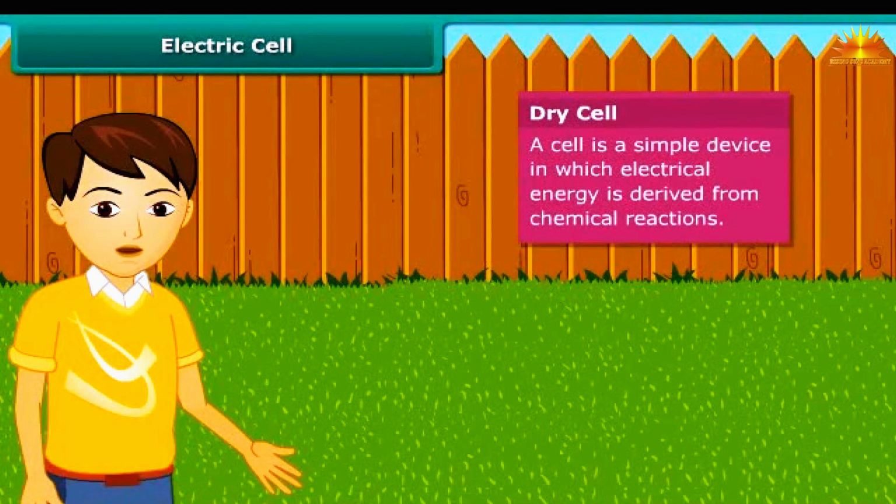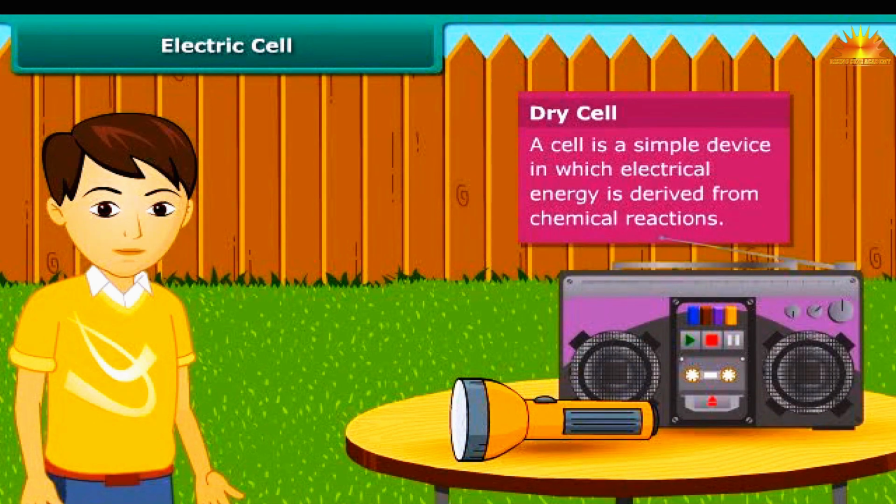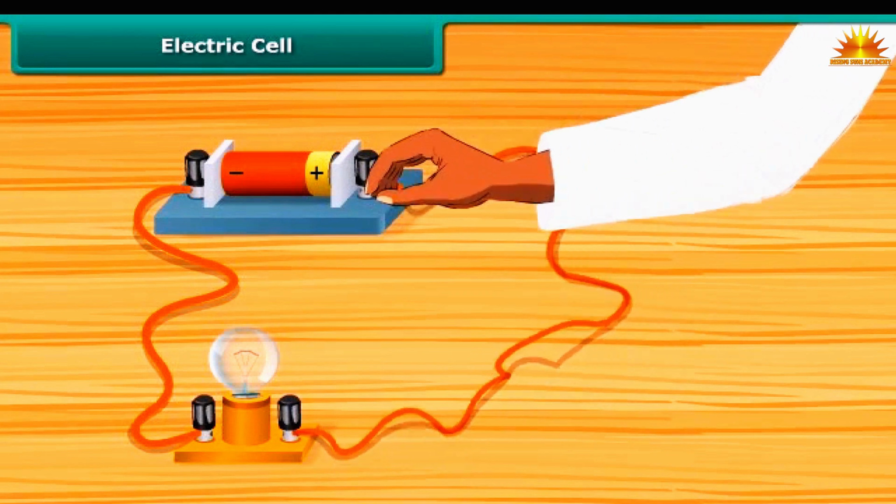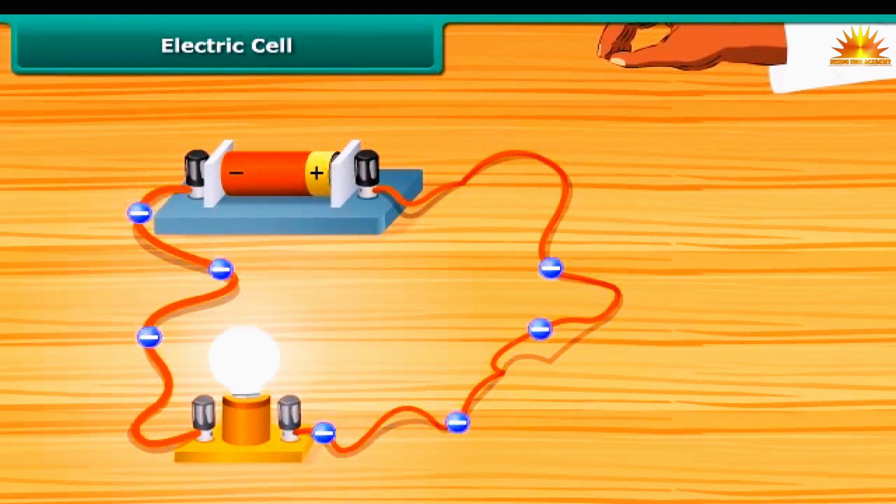A dry cell battery used in a torch or transistor radio is a source of electric current. Every battery has two terminals marked plus and minus. When a metallic wire connects these two terminals, the electrons resulting from a chemical reaction start flowing through the wire, constituting an electric current. These electrons flow from the negative to the positive terminal. Thus, a cell is a simple device in which chemical energy is changed into electric energy.